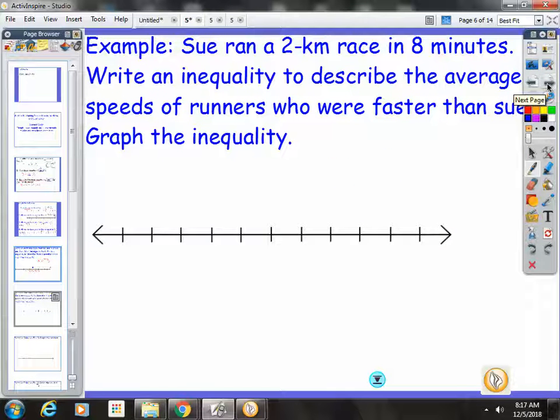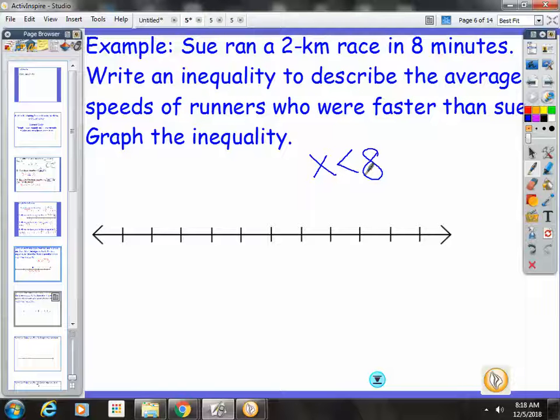How about this one? Sue ran a 2-kilometer race in 8 minutes. Write an inequality to describe the average speeds of runners who were faster than Sue. Alright, so Sue ran it in 8 minutes. Everybody else that ran it faster than her, is their time less than 8 or is it greater than 8? Less than 8. It's kind of tricky, isn't it? They ran it faster, so their times are less than 8. Could it be less than or equal to? Think about it. If somebody is faster than Sue, can they run an 8-minute 2K? No. If they ran 8 minutes, would they be exactly as fast as Sue? To be faster, they have to run faster, a lesser number. So x is less than 8 represents all the people that are faster than Sue.